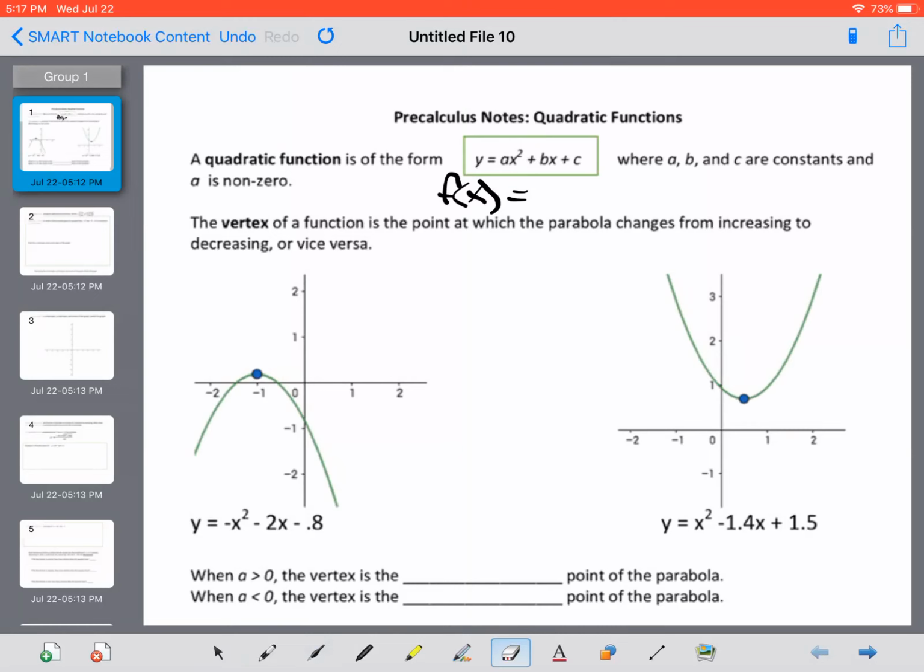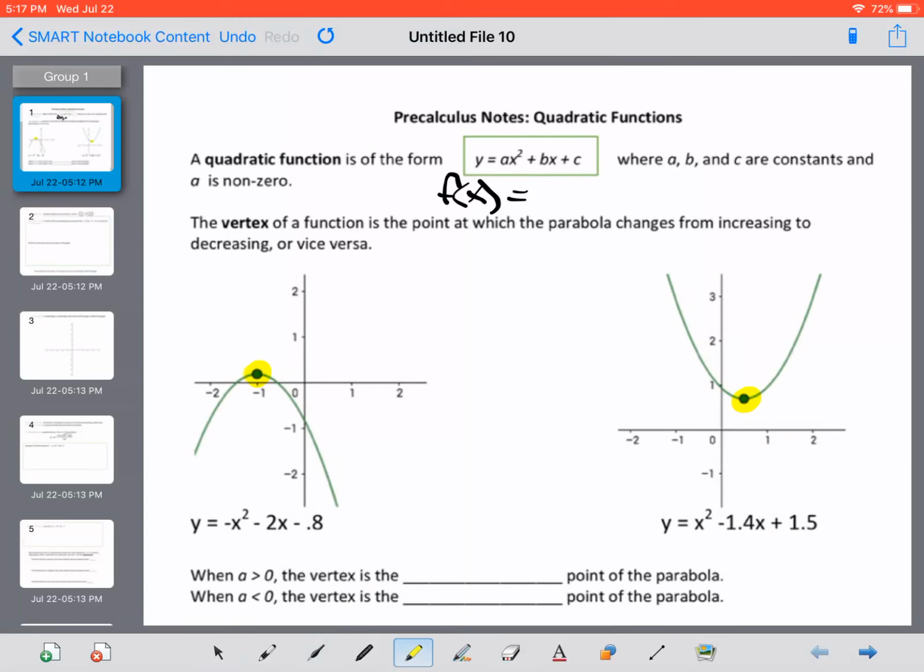Alright, now we know that the graph of a quadratic function looks like a parabola. Those are our U-shaped graphs, or sometimes if they're flipped upside down, it's an N-shaped graph. And we say that the vertex of a parabola, the vertex of a quadratic function, is the point on the graph at which the parabola changes from increasing to decreasing, or vice versa. So in this first graph, we can identify the vertex of the parabola right here, because that's where the graph changes from increasing to decreasing. And here the vertex is this spot right here, where it changes from decreasing to increasing.